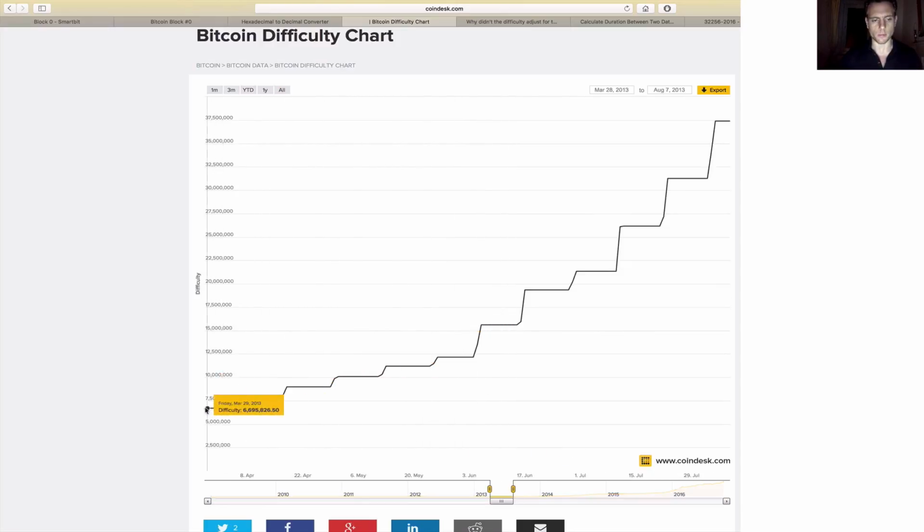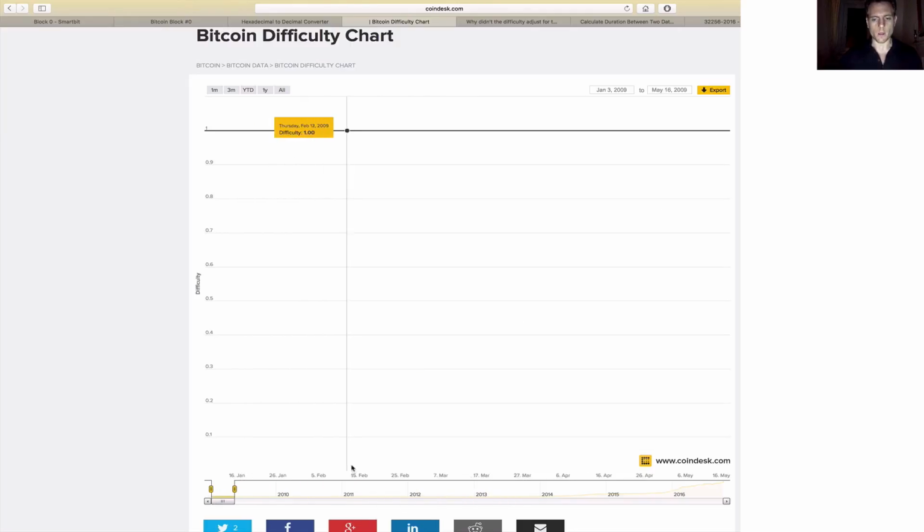I'll just go back. But what we saw is that the difficulty stays at 1 during most of 2009. Now, we know that every 2 weeks, every node on the Bitcoin network is recalculating the next appropriate hash target to set for the next 2016 blocks, such that we tend towards an average block time of 10 minutes. We look at the amount of time that the last 2016 blocks took to complete, and then we compare that with the time period of 2 weeks, and whatever that ratio is, we multiply by the current hash target to get the new hash target. So the question is, why did the difficulty stay at 1 for so long?